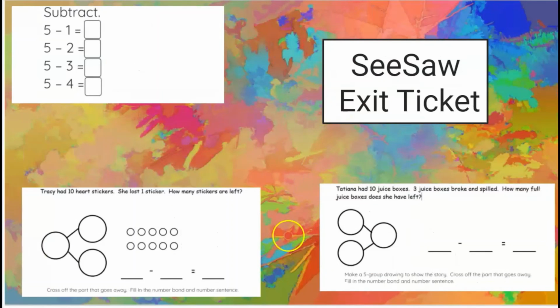Today in Seesaw, you're going to practice decomposing 10 using your 5 group drawings, crossing out, filling in your number sentence and number bond. You also have some subtraction sentences to practice.